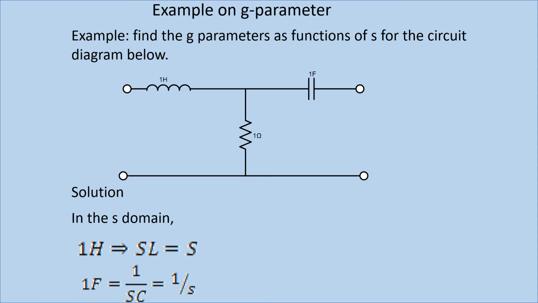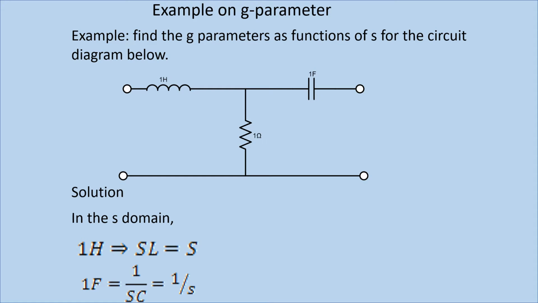circuit shown below. Meaning that this circuit is given in time domain, your answer should be in the frequency domain, the S domain. This diagram is given in time domain, going by the units that we have. We have 1 Henry inductor, 1 Farad capacitor, and then a 1 ohm resistor.